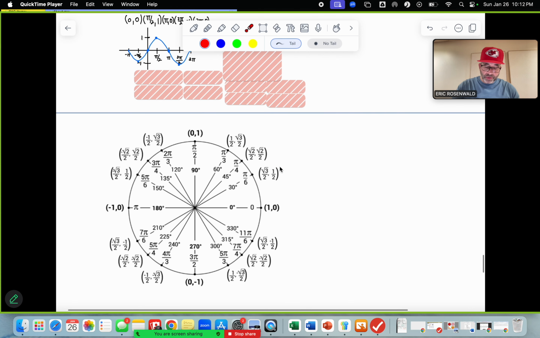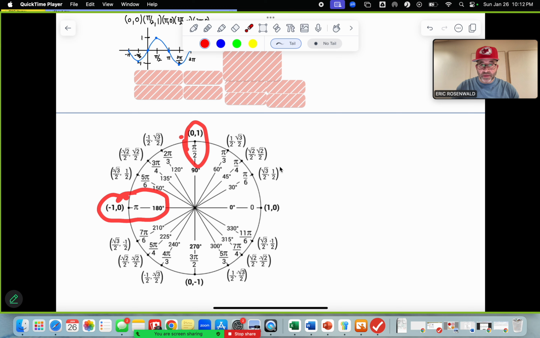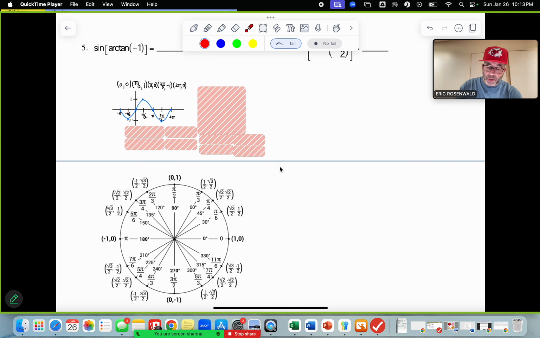And so when we see here, as we go around, we have 0, 0 right here. And then we have pi over 2, 1. And then our next point here is pi, 0. And then we have 3 pi over 2. And then we go back to this. And these are the 4 spots that we go through in a cyclical behavior.